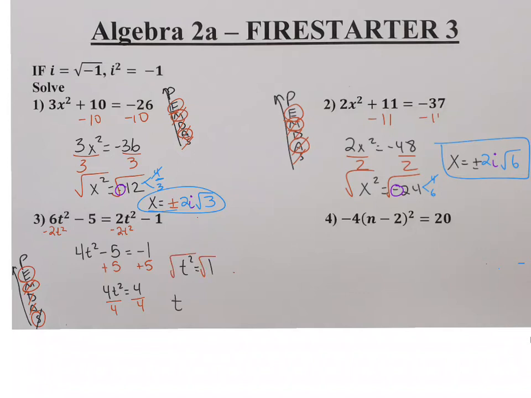I end up with t equals plus or minus, and 1 is the only number that can leave jail without changing. It's got some special 1 privilege. He can leave jail without changing 1. Notice, I does not show up because there is no negative in the radical.